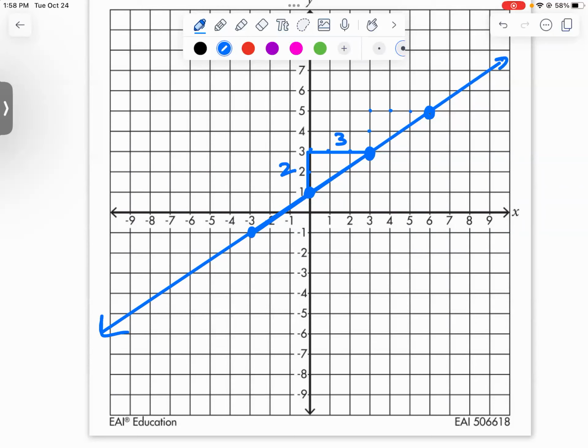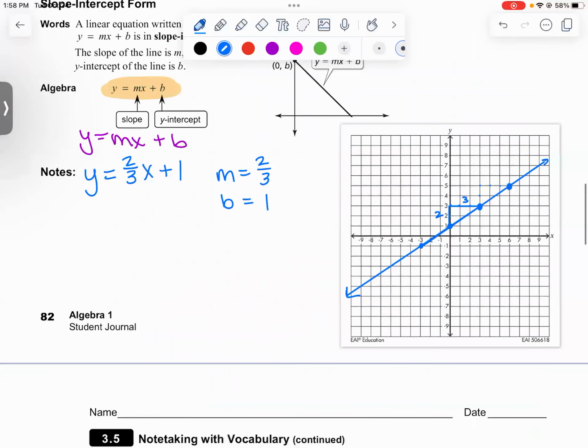Okay, make sure your line has arrows indicating that it's going on forever, because it is. It's not a segment. It doesn't stop. Now we're going to do one more. Y equals negative 3x minus 2.